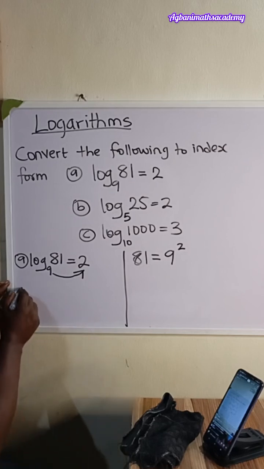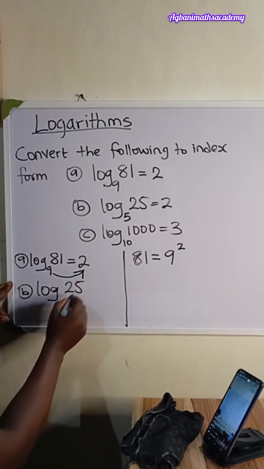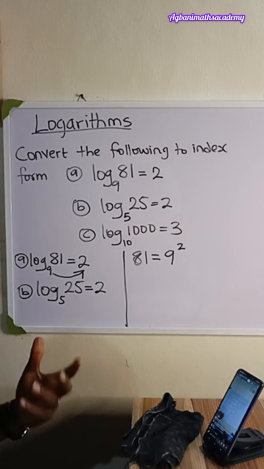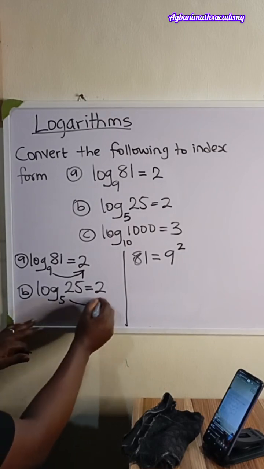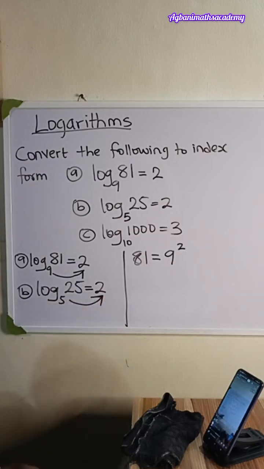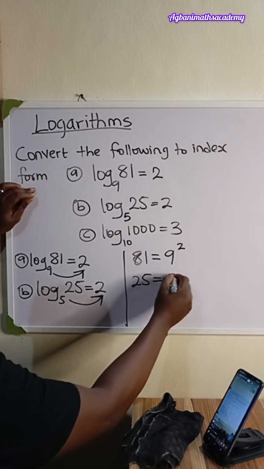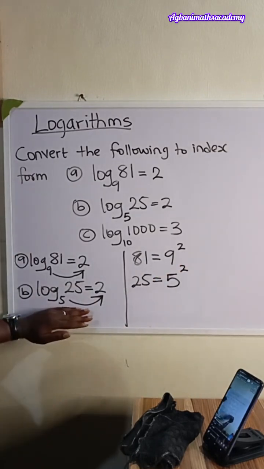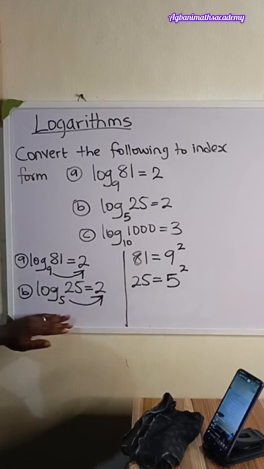B, we have log 25 base 5 is equal to 2. So just as we did in the first one, this base of 5 comes over to the right and lifts this 2 up so that we are going to have 25 is equal to 5 to the power of 2. So we have been able to convert from logarithmic value to index value.